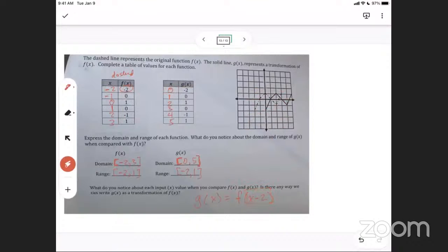And if you're not sure, again, plug some things in. If I plug in 0 for x, my g of 0 would be -2. But if I plugged in 0 to this one, what's 0 minus 2? It's -2. And what's f of -2? It's right here. It's that same thing. So that's what this whole question was about, is learning how to write one function in terms of another. You get that?